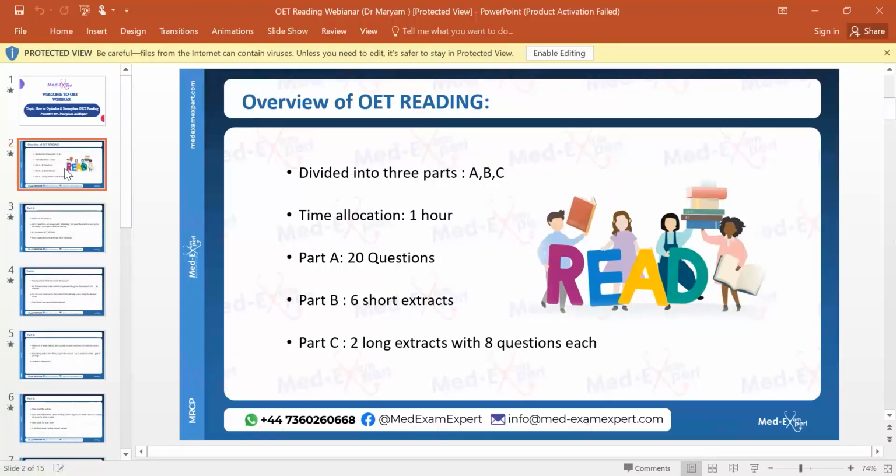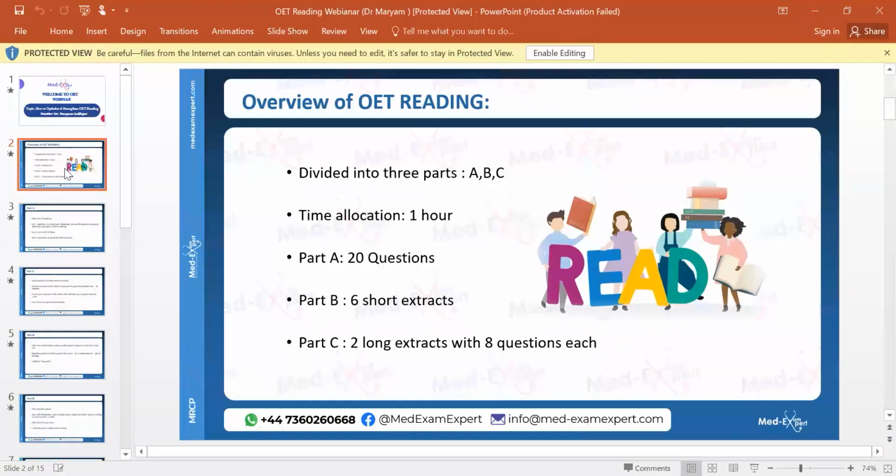OET reading is a game of time management. Why do students complain that they fail their reading part and don't score the maximum desired grade? This is because they practice just 2 or 3 tests and then appear in the real exam. This is not the way; in this way you can't succeed. So I advise, practice makes a man perfect. You all know that. Please keep practicing.